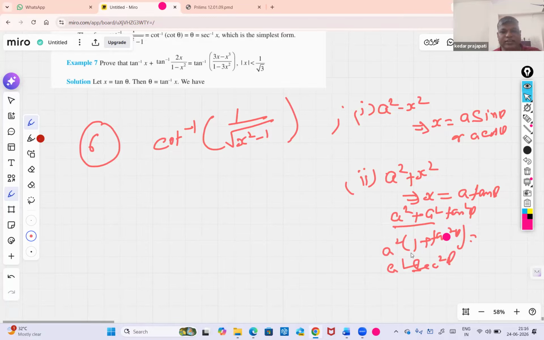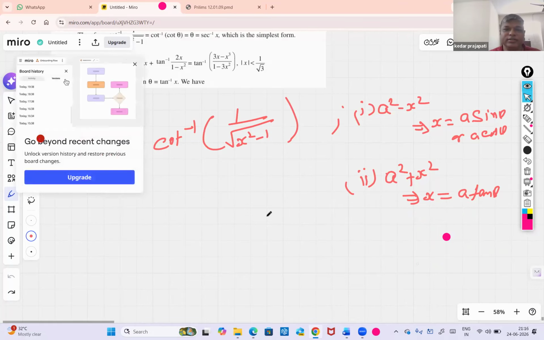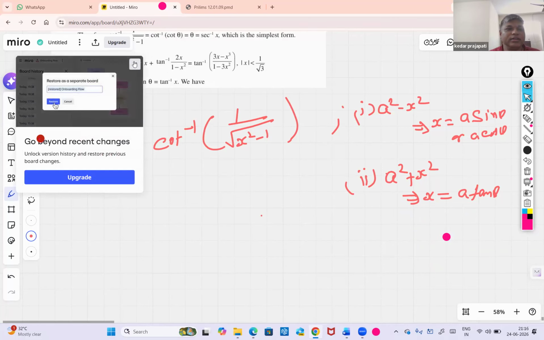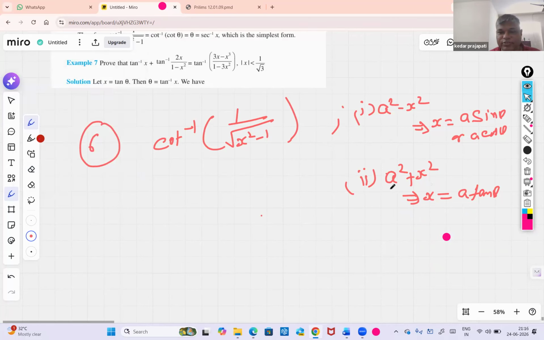Now here it is changing. It is not in the form a square minus x square, and not a square plus x square. Now the format is x square minus a square. If you remember this substitution, it will help you in differentiation and integration also. So what we have to do?